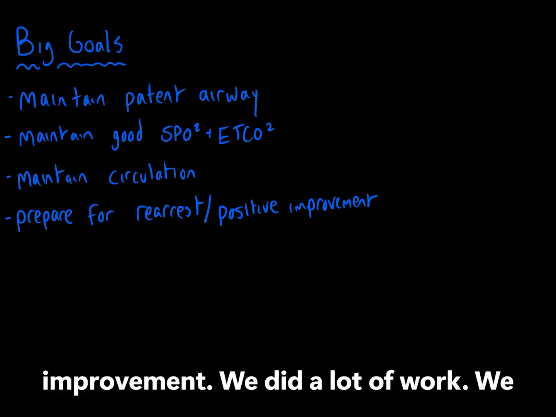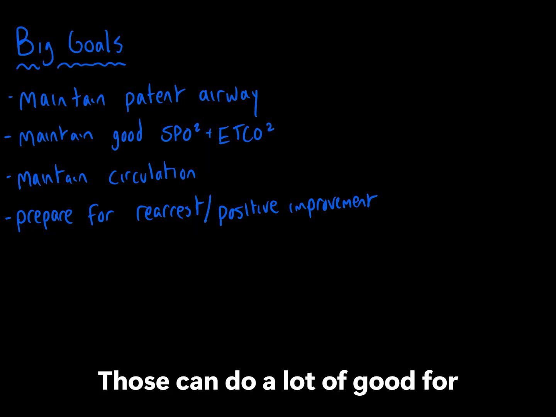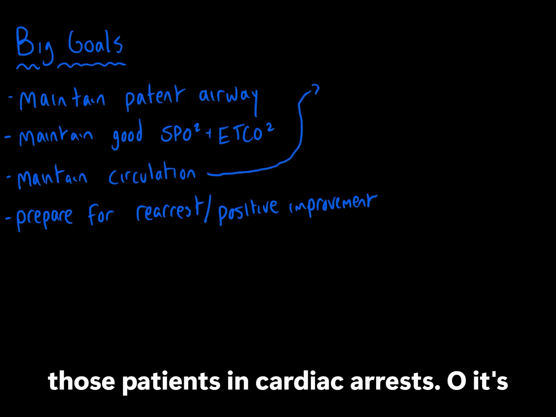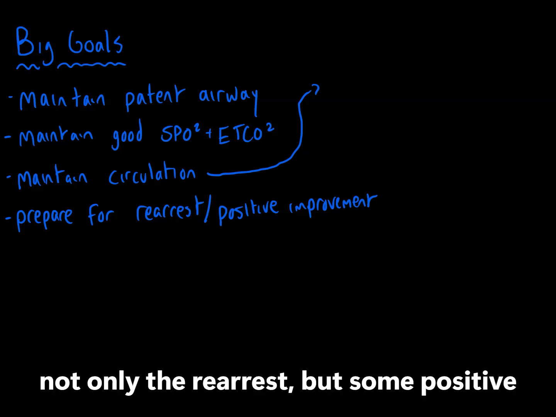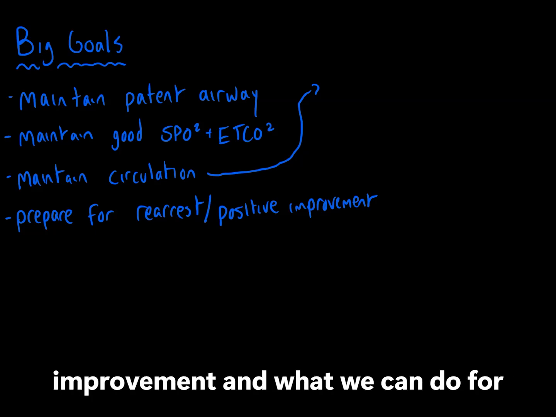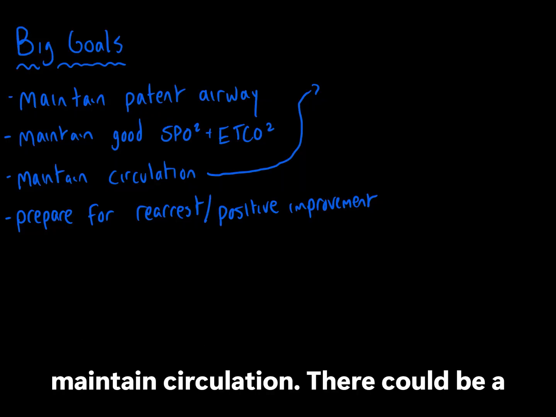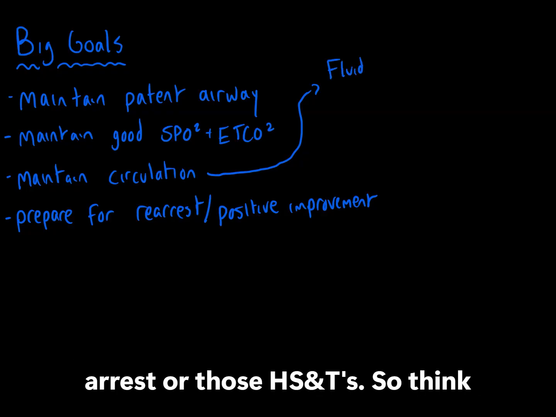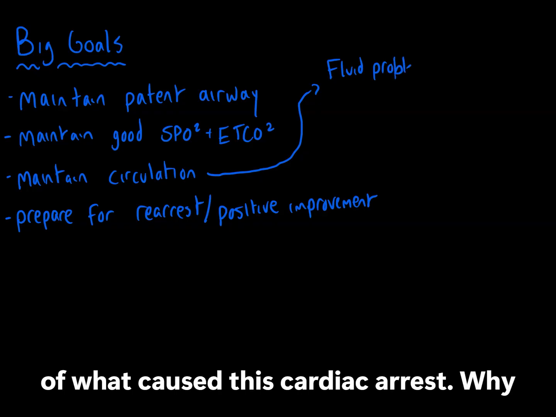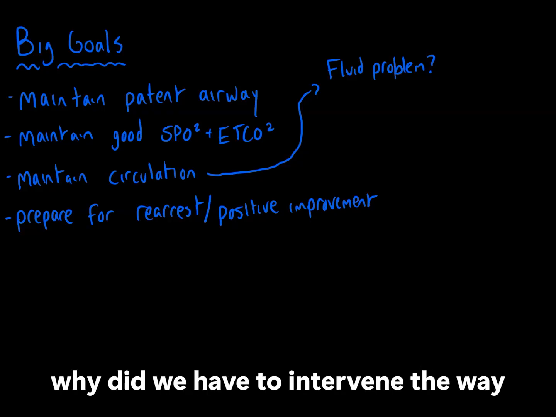We did a lot of work. We provided a lot of antiarrhythmics, and those can do a lot of good for those patients in cardiac arrest. So it's really important that we're preparing for not only the rearrest, but some positive improvement and what we can do for patients when they experience that. Now, to maintain circulation, there could be a bunch of problems that cause this cardiac arrest, or those H's and T's. So think of what caused this cardiac arrest. Why did this person's heart stop beating? And why did we have to intervene the way that we intervened?